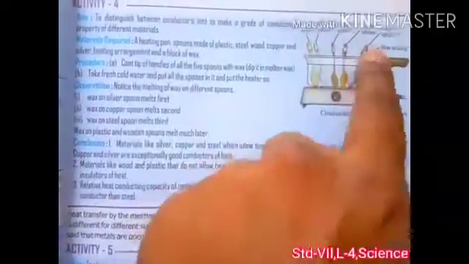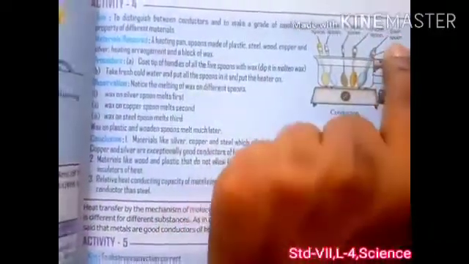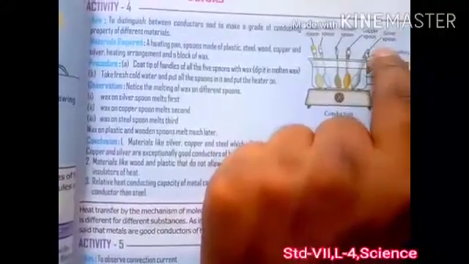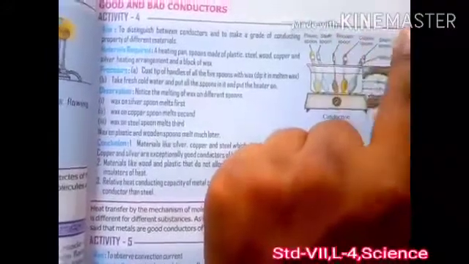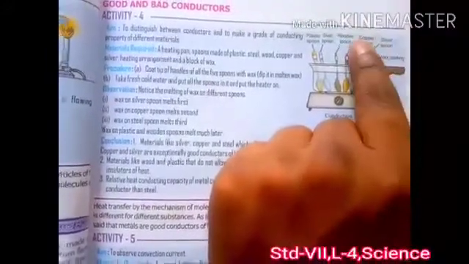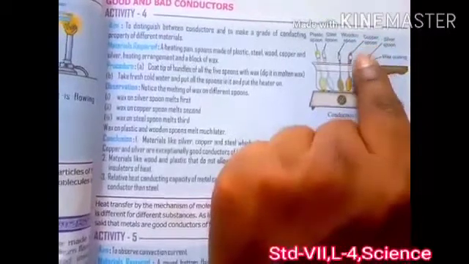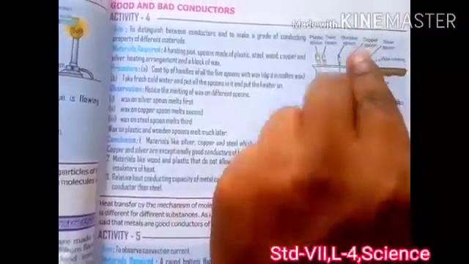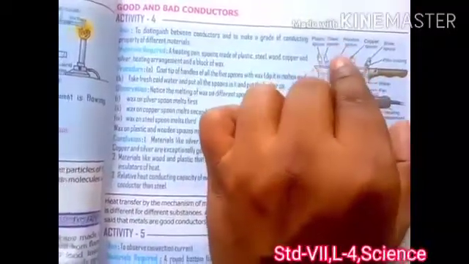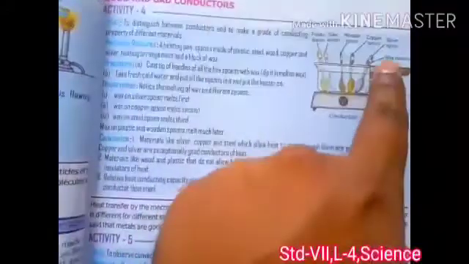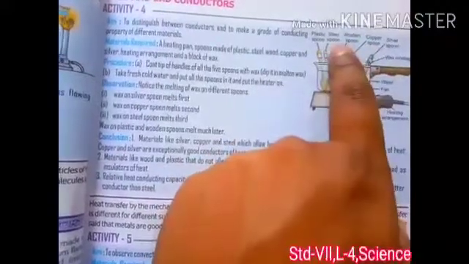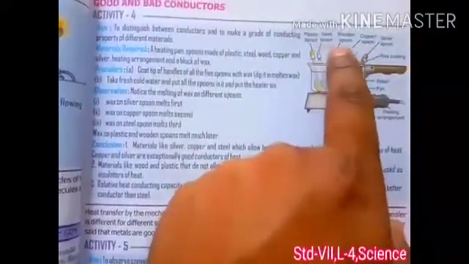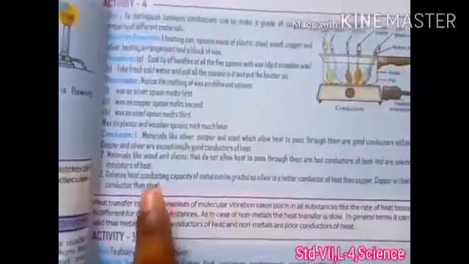So out of the three, silver is the better conductor of heat. After that, copper, then steel. First of all, the silver wax will melt, then the copper wax will melt, right? Then the next one, the steel wax will melt, right? So it proves that silver is a better conductor of heat than copper, and copper is a better conductor of heat than steel. And wood and plastic are insulators. They are bad conductors of heat, right?